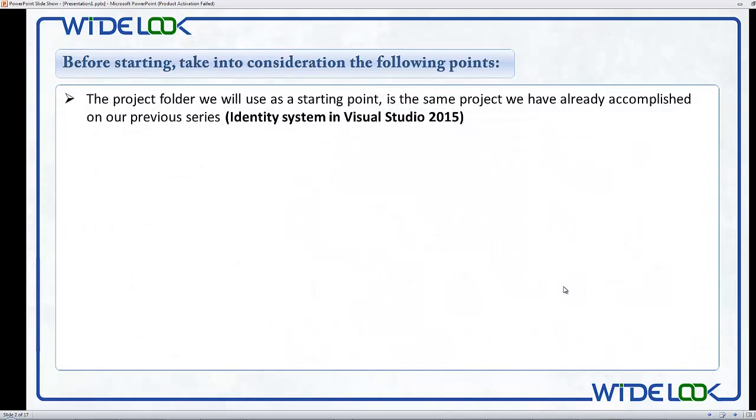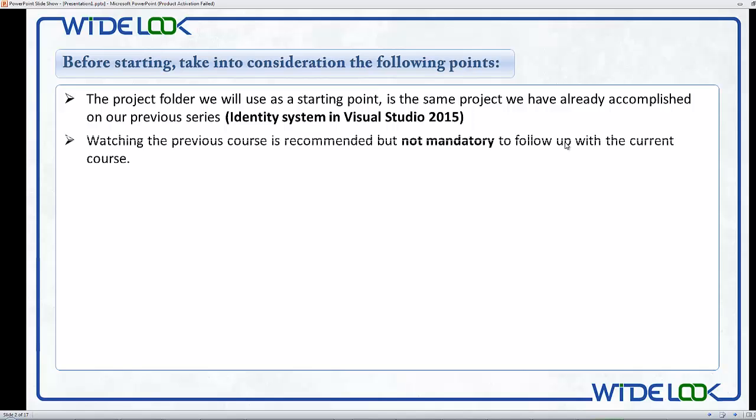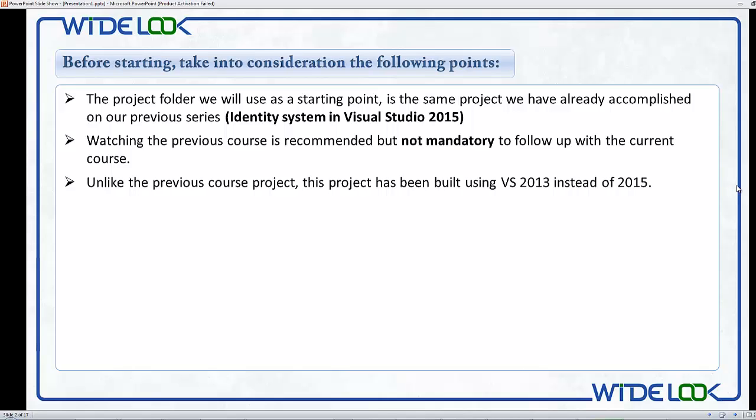The project folder we will use as a starting point is the same project we have already accomplished in our previous series, Identity System in Visual Studio 2015. And I have already placed a link for that previous video series inside this video's description. Watching the previous course is recommended, but not mandatory to follow up with the current course. Unlike the previous course project, this project has been built using Visual Studio 2013 instead of 2015, just for one reason: version 2015 database is only compatible with SQL Server 2016, and the latest version of SQL Server I have already installed on my machine so far is 2012.